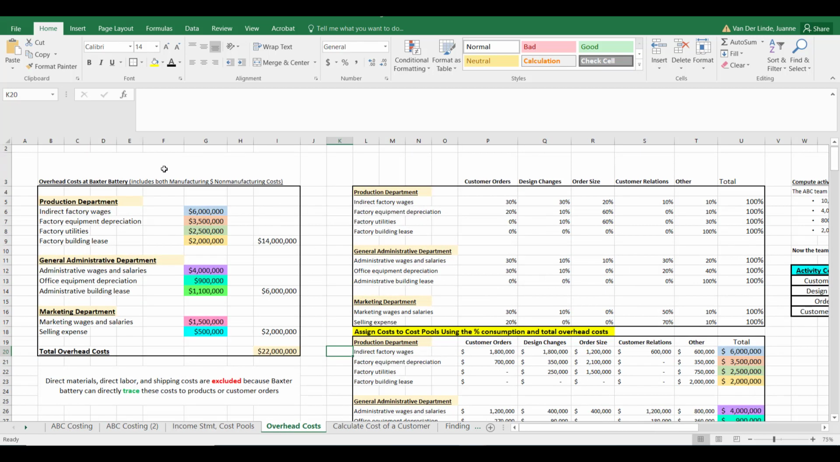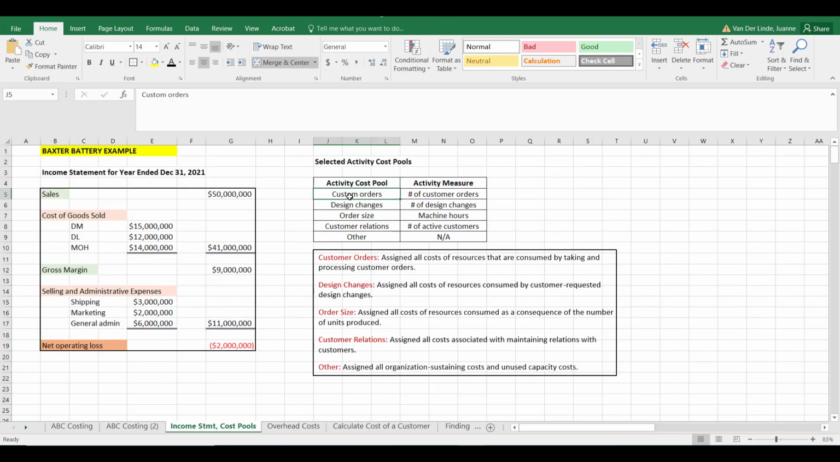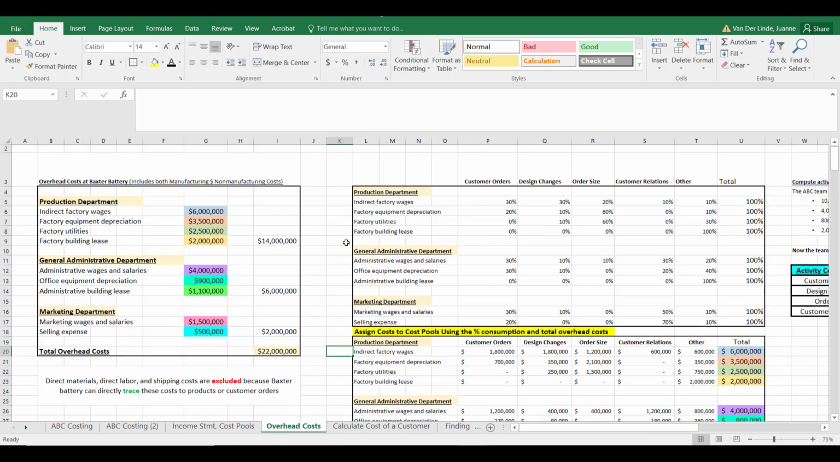So now that we know what all the overhead is that Baxter Battery incurs, both manufacturing and non-manufacturing, we want to take this overall $22 million, because that's all of it added together. We want to take all that $22 million and figure out how much of it will get dumped into each of these cost buckets, or cost pools. But we have to have some logical or systematic way of doing so. So that's where this next table comes in.